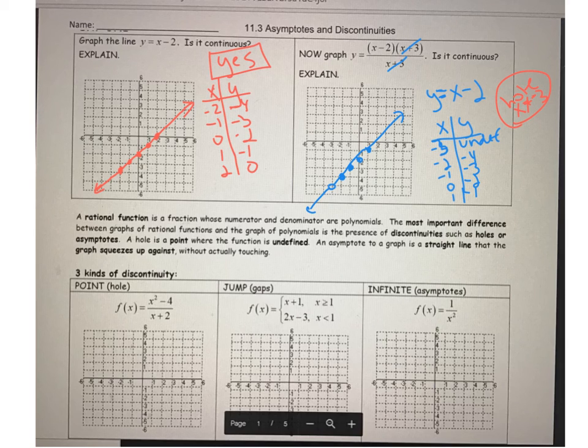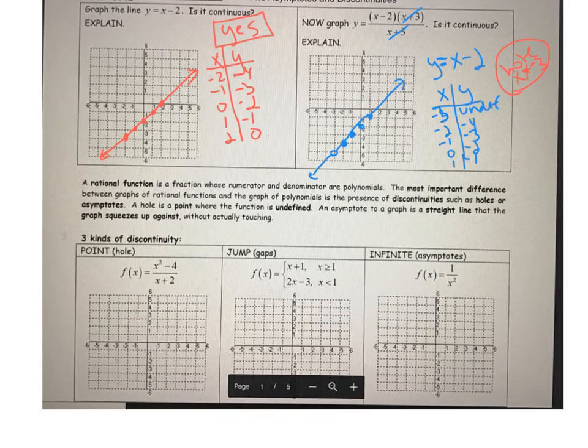So a rational function is a function whose numerator and denominator are polynomials. The most important difference between graphs of rational functions and the graph of polynomials is the presence of discontinuities, such as holes or asymptotes. A hole is a point where a function is undefined, so just one single value. An asymptote is an entire line that the graph squeezes up against, gets really, really close to. It might sometimes touch it, though often it doesn't; it approaches and gets really, really close.